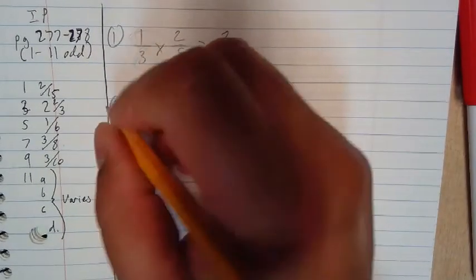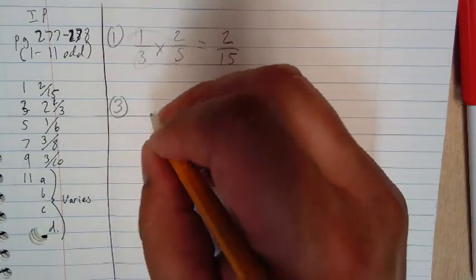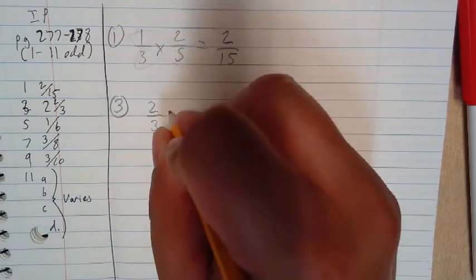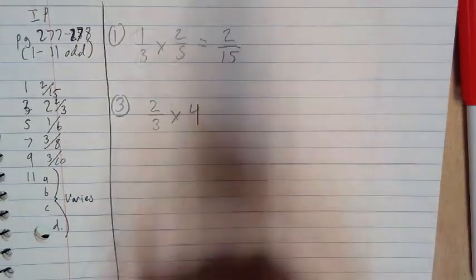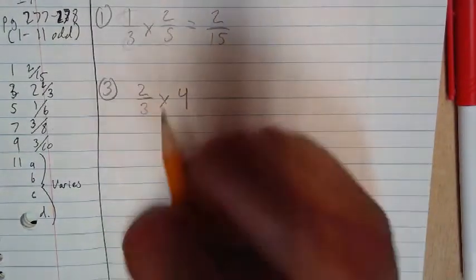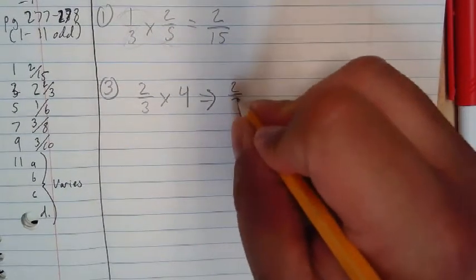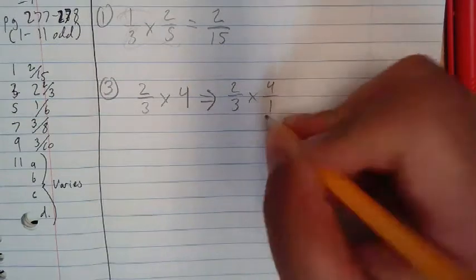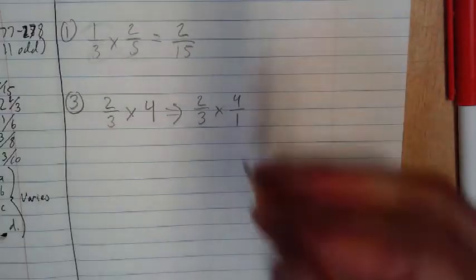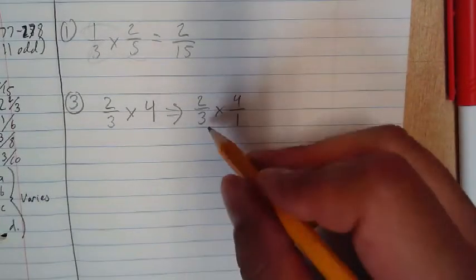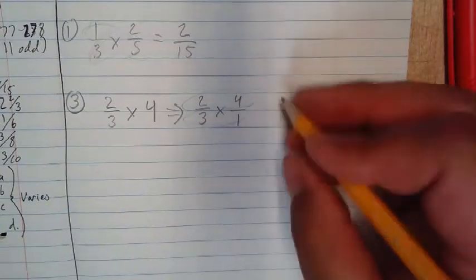Number 3, 2/3 times 4. All right, I'm just going to go ahead and do the equation. I'm not going to draw a model. The first thing you should do, before you forget, change the whole number to a fraction, put a 1 under it. I already explained to you why in the last lesson, so let's not make a big deal out of it. All right, numerator times numerator, denominator times denominator.